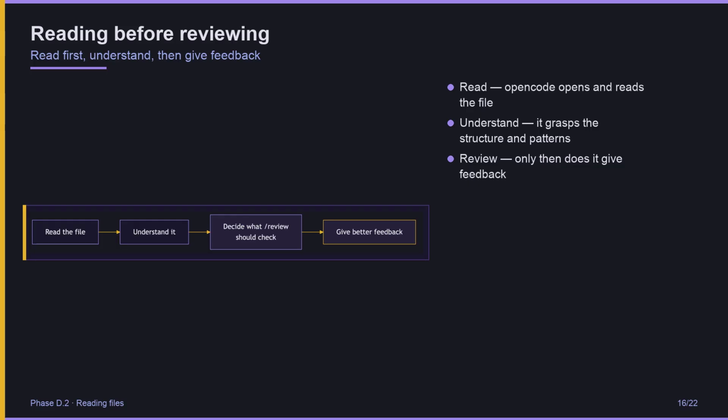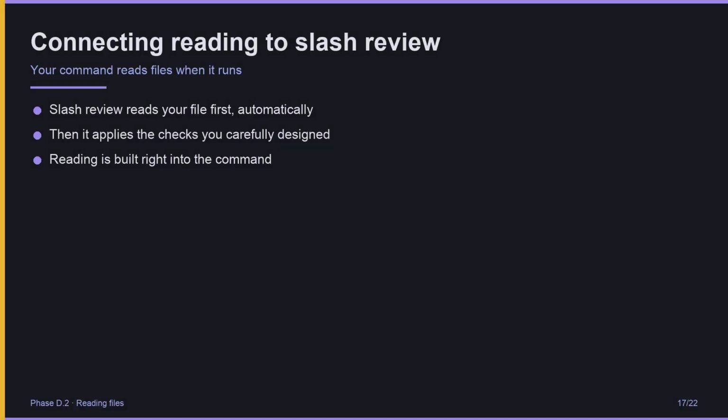Never skip the reading step, and here is how this connects to /review. When you run /review, the very first thing OpenCode does is read your file. Then it applies the checks you carefully designed: bugs, clarity, gaps. Reading is built right into the command, automatically, every single time. You do not have to ask for it separately. The reading happens first, quietly, and then the review follows naturally from it.